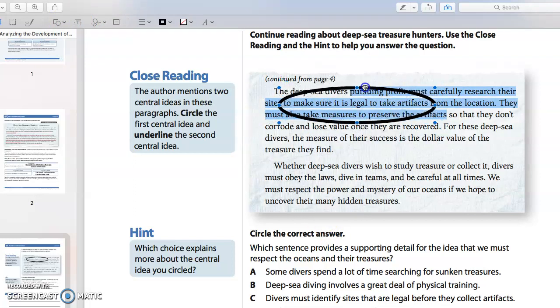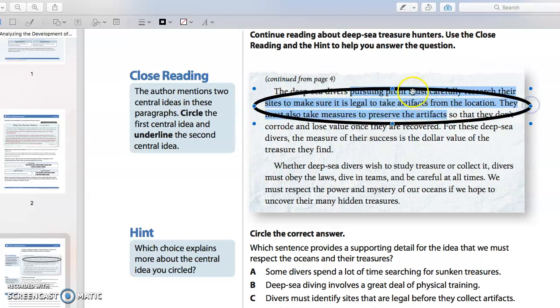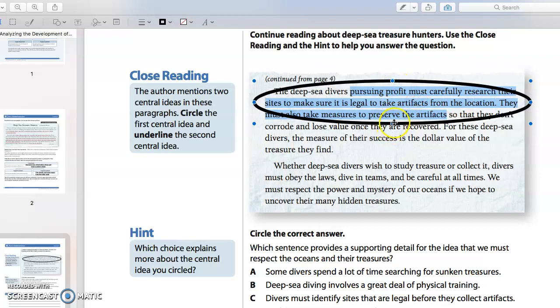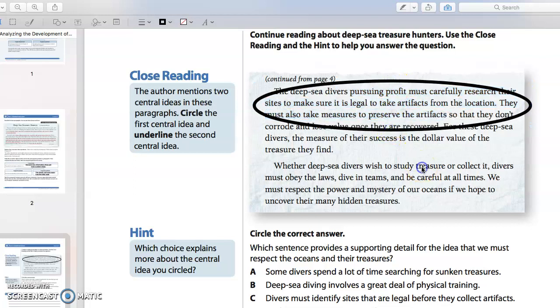Your circle will probably look even better than this, but it is important to see that this first sentence, that's a main idea. If they're pursuing profit, one of the main things they have to worry about is it has to be legal and they have to preserve it. Okay? For deep sea divers, the measure of success is the dollar value, right? Because it's how much money you can get, which is not a main idea, but it is important.